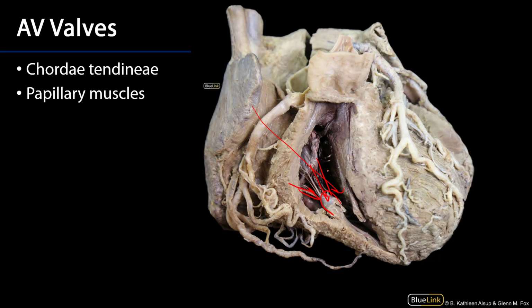They'll remain open through atrial systole, and they'll close in response to the increase of interventricular pressure during ventricular systole. And these papillary muscles and the chordae tendineae prevent the cusps of the valves from flowing backwards into the atria, or prolapsing back into the atria.